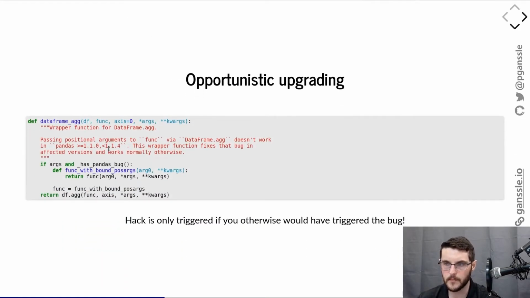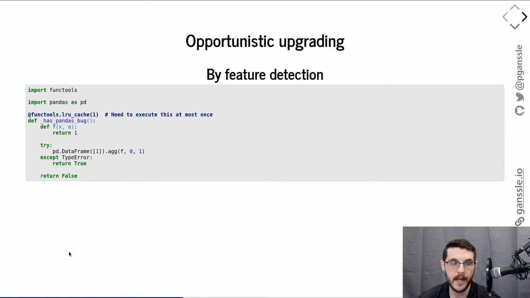The way it works is, we can take our original function, and all we have to do is add in this little thing that says, oh, actually only do this binding trick if we're affected by the pandas bug, right? So our hack is only triggered if we would otherwise have hit the bug, which is great, right? It's minimal in scope. So how do we write has_pandas_bug?